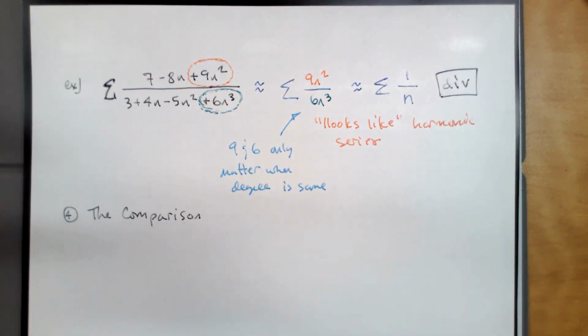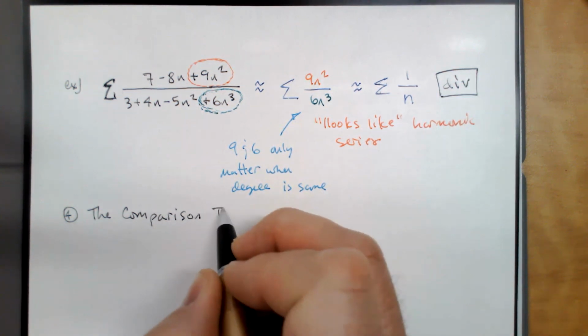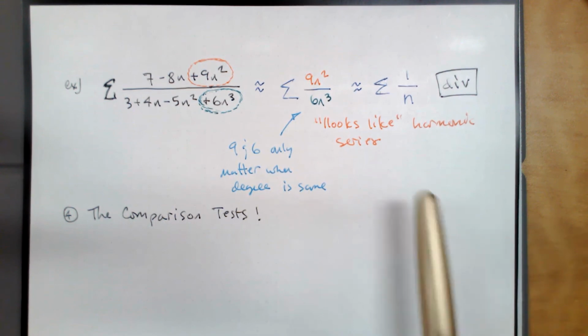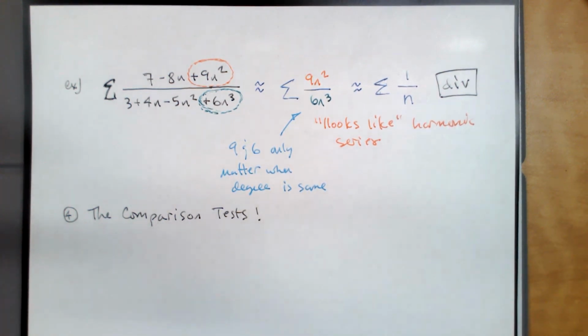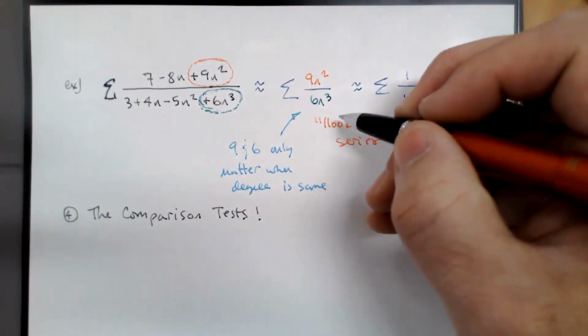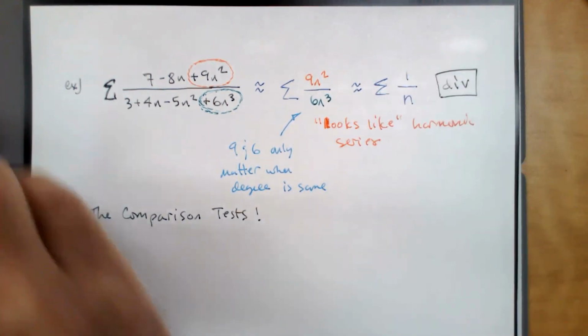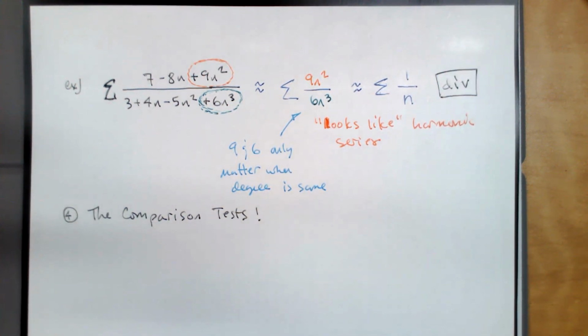And what we're going to be doing with the comparison tests is quantifying what we mean by this looks like the harmonic series. Looks like the series one. Why do I have looks like? Let's make a bold L. There we go. We need to quantify what this looks like means, but apparently we're not going to be doing that for another week.